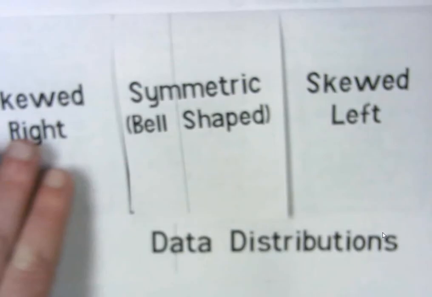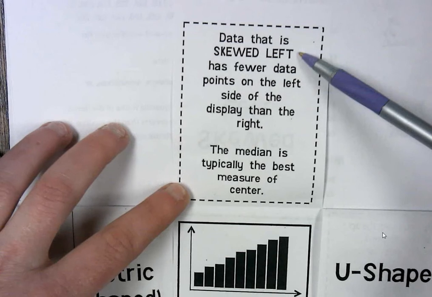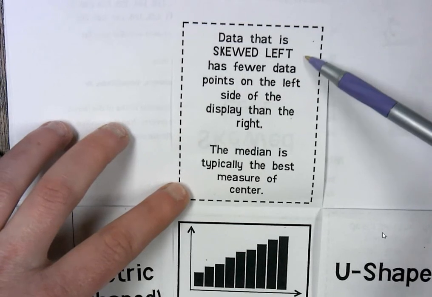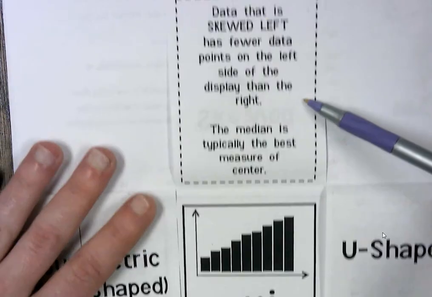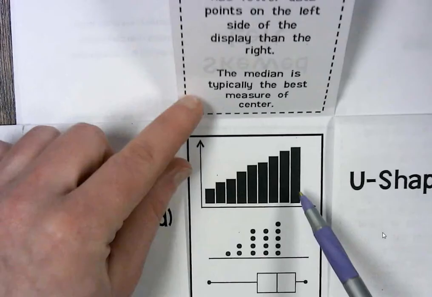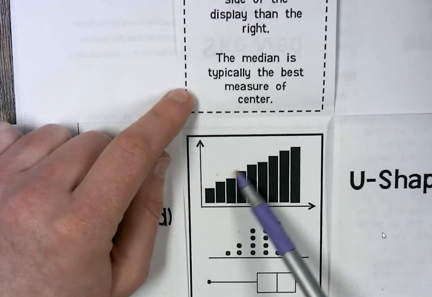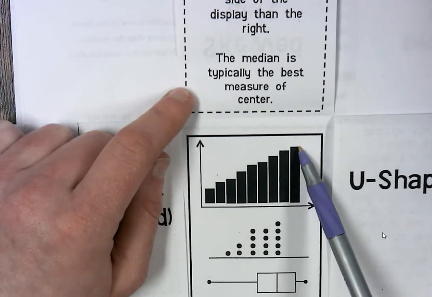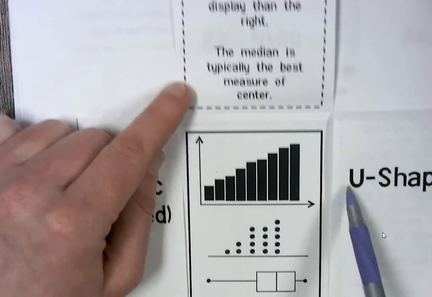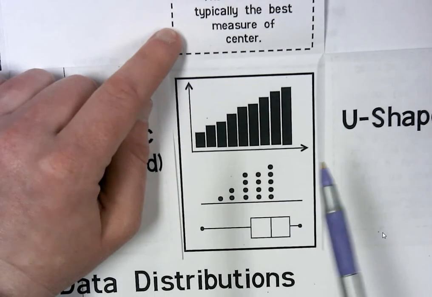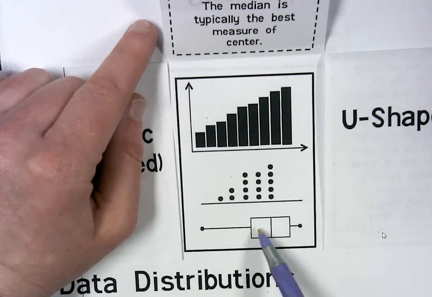If my graph is skewed left, it means that the data has fewer data points on the left side of the display than the right side. So it's the opposite of skewed right. If something is skewed left, it means it gets smaller as it goes down to the left. It kind of trails off, so we start high on the right side, but then it goes down towards the left. So it is skewed left. Again, you could describe this dot plot and the box and whisker plot the same way, because as I go to the left of my graph, it's getting smaller or longer.